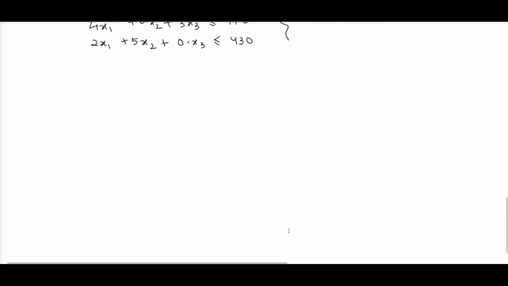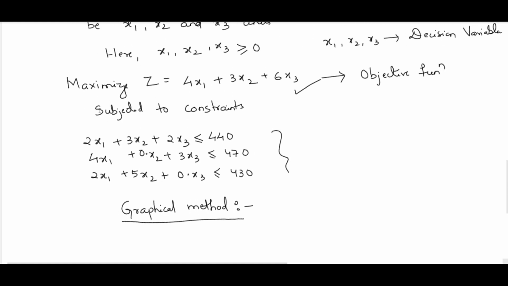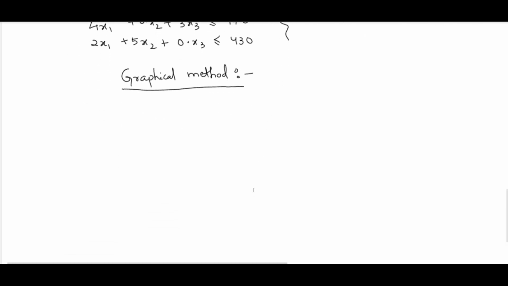So the next method is the graphical method. Mathematical method is there, and graphical method is also there. The graphical method is the very simpler one, used when the LPP involves only two decision variables. In the previous example I showed you, there were three decision variables, x1, x2 and x3. In this condition you cannot apply the graphical method.